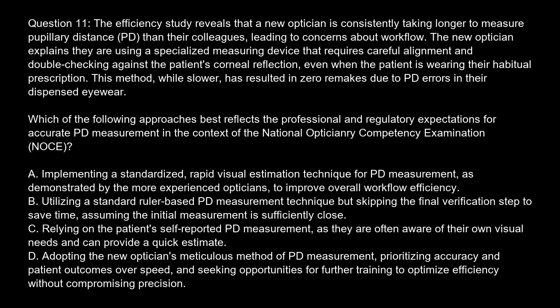Option A. Implementing a standardized, rapid visual estimation technique for PD measurement, as demonstrated by the more experienced opticians, to improve overall workflow efficiency. Option B. Utilizing a standard ruler-based PD measurement technique, but skipping the final verification step to save time, assuming the initial measurement is sufficiently close. Option C. Relying on the patient's self-reported PD measurement, as they are often aware of their own visual needs and can provide a quick estimate. Option D. Adopting the new optician's meticulous method of PD measurement, prioritizing accuracy and patient outcomes over speed, and seeking opportunities for further training to optimize efficiency without compromising precision.